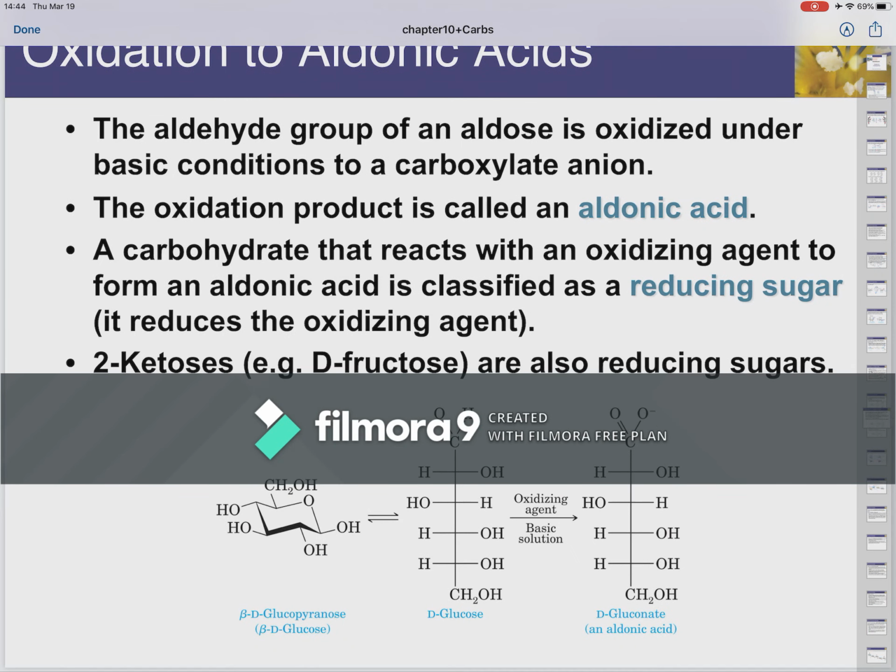It's worth noting that two ketoses, so these are sugars that have a carbonyl on the number 2 carbon, are also reducing sugars. Now we know that ketoses normally can't be oxidized. Ketones don't oxidize into acids, but, and D-fructose is a good example of this, the ketose actually rearranges. The double bond moves from carbon 2 to carbon 1, and then it's just like glucose, and therefore can be oxidized. So some ketoses are also reducing sugars.